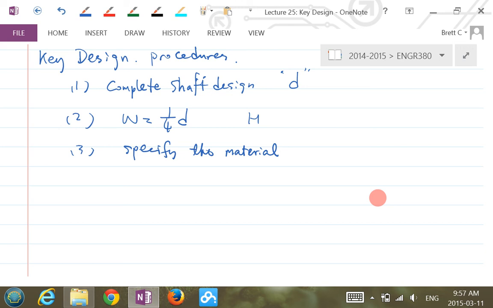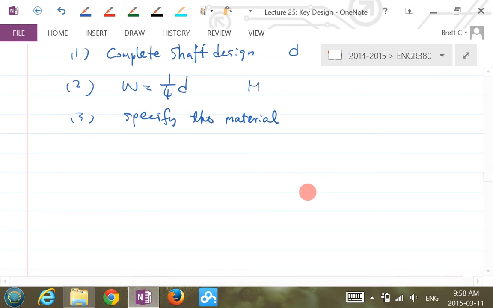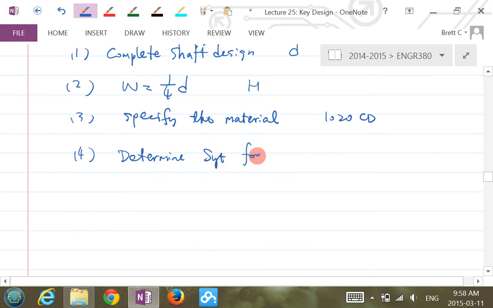For the purpose of this class, should we consider the hardness of the key as well? We don't need to. So this is the next step right here. In the design project, what I recommend is 1020 cold rolled steel. The next step is determining the SYT for the shaft, hub, and key.